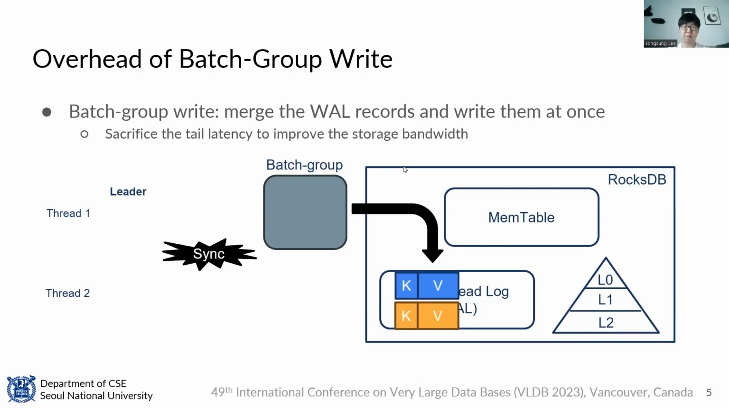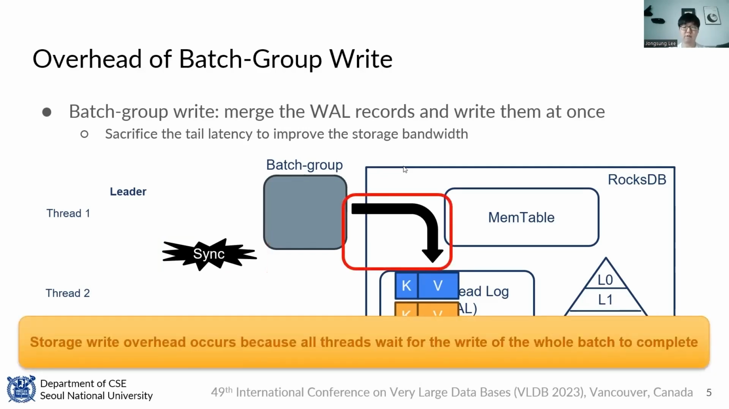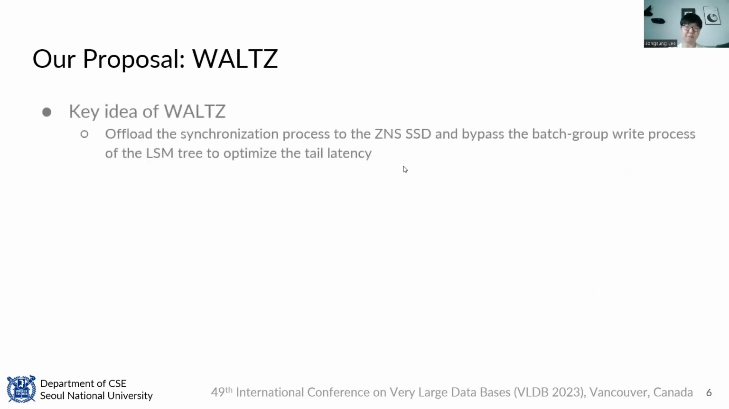Batch group write has a negative impact on the tail latency in two points. First, synchronization overhead exists while electing a leader thread. Second, storage write overhead occurs because all the threads wait for the write of the whole batch to complete.